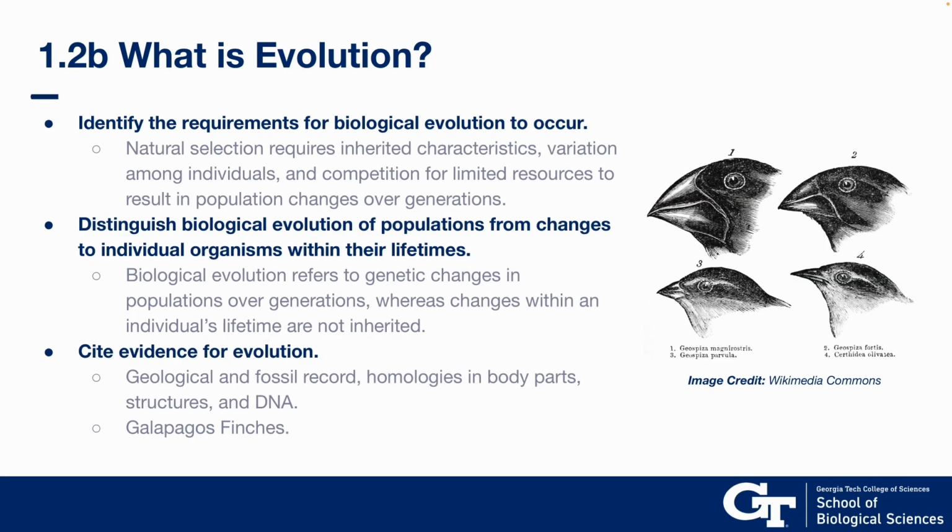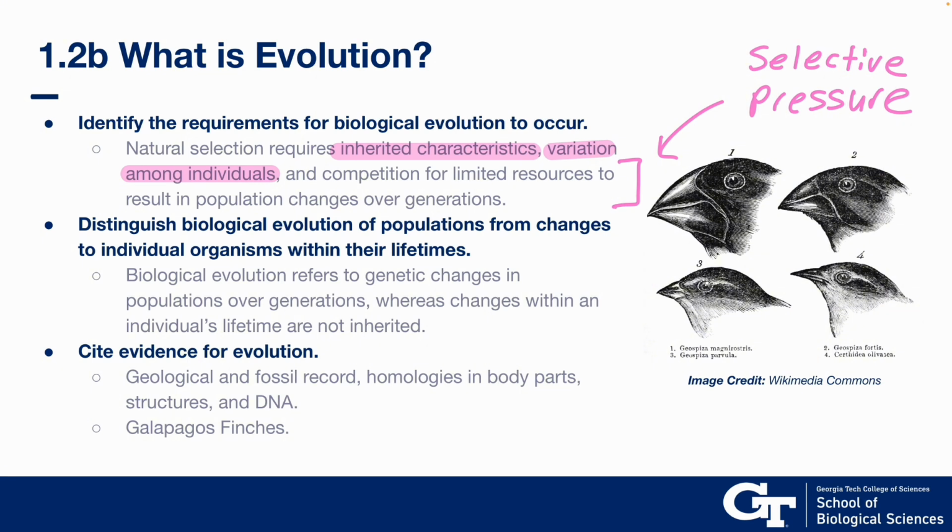Okay, so now evolution. Just like for life, evolution has a set of requirements for something to be considered evolution. Evolution requires inherited characteristics and also requires variation among individuals. And this last part, the competition for limited resources, is basically saying a selective pressure. What that means is that a specific trait or a specific set of features are favored, and that means that things are going to want to change to be more like that. That's where we get inherited characteristics, and variation creates the means for that change to be possible.